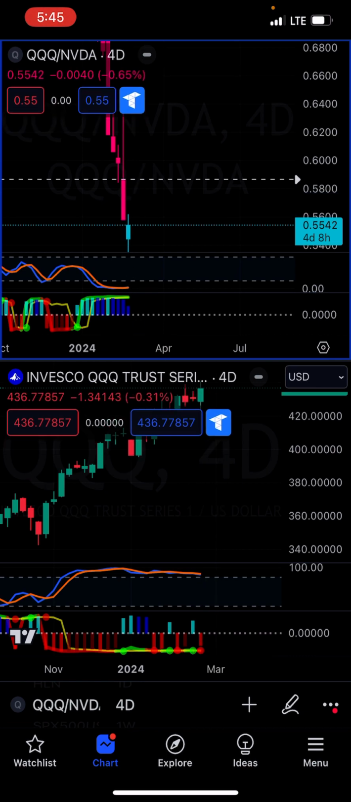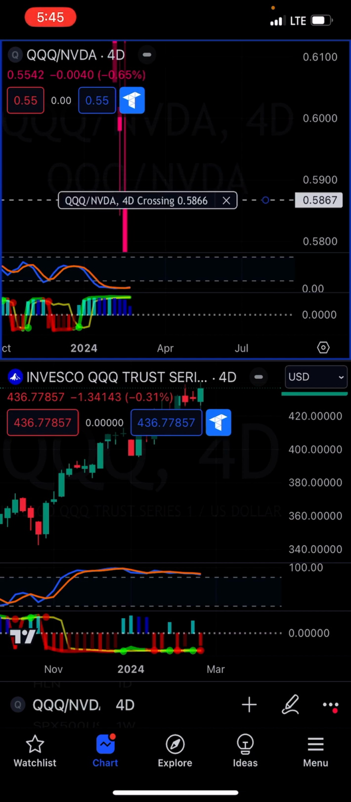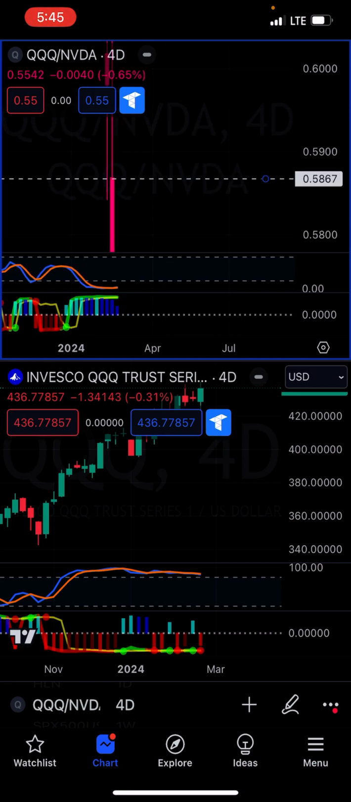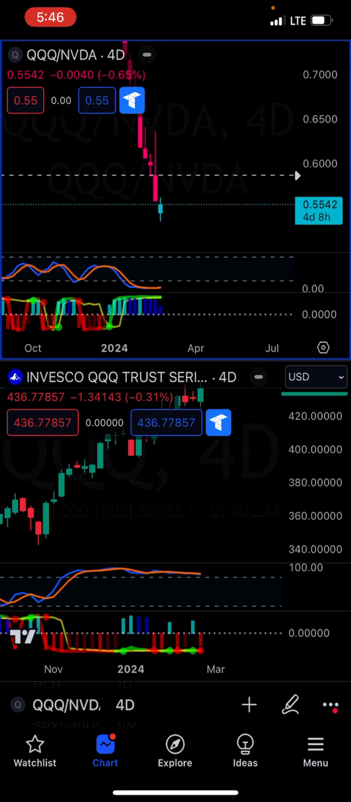Let me move this a little bit more. Perfect, there we go, 5869. So I wouldn't be too concerned about the market dropping all that hard until we actually have a close above that 5869. That's going to be my market indicator of NVIDIA giving up power and everything falling off from there. But for now, everything still looks bullish.